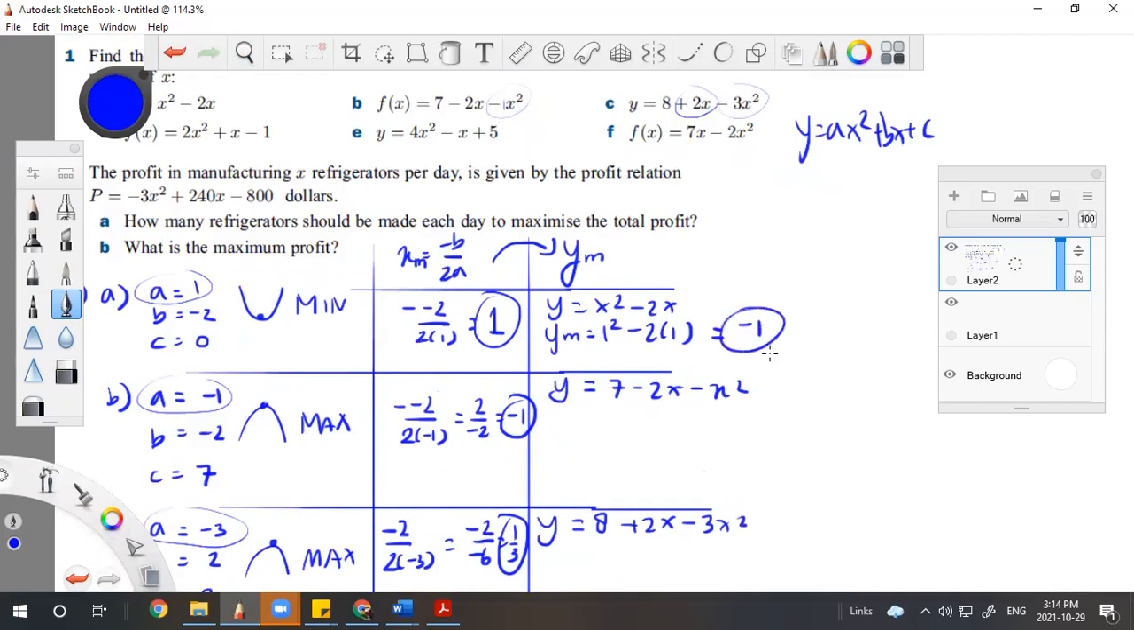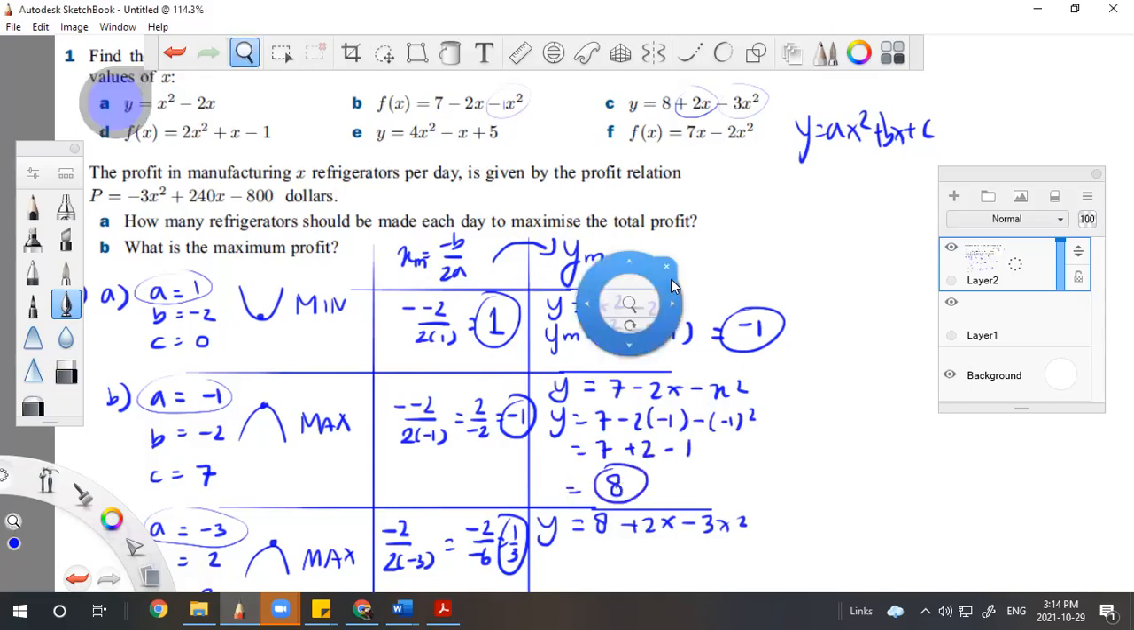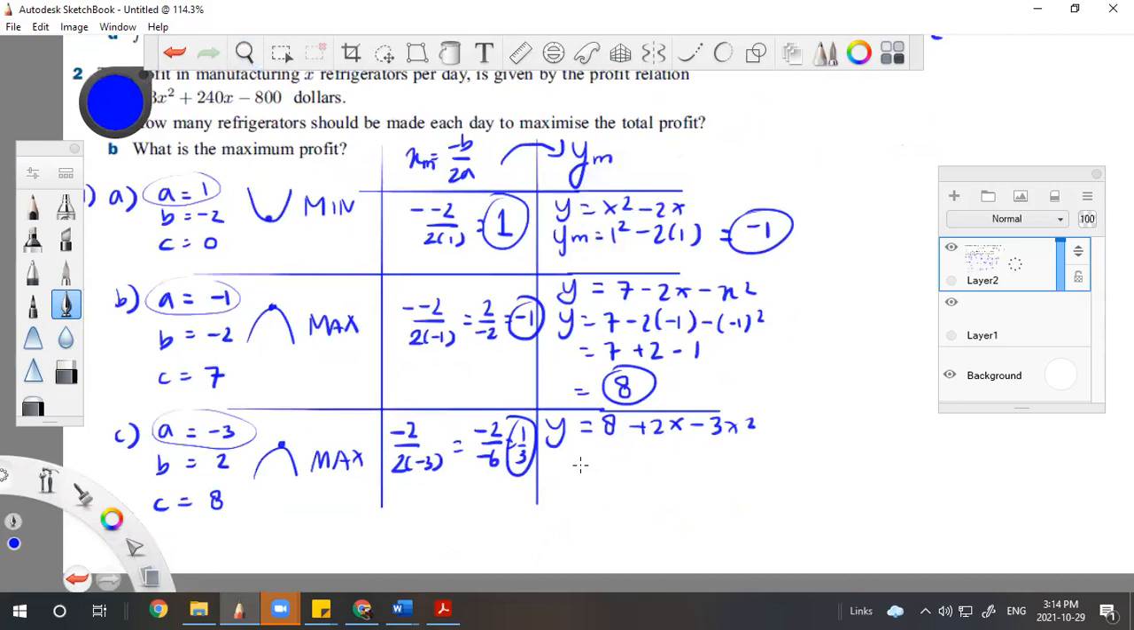negative 1. All right, make it fast. 7 minus 2 times negative 1 minus, okay, we cannot do fast like this. 7 plus 2 minus 1. 8. Next, 8 plus 2 times 1 over 3. Man, fraction.